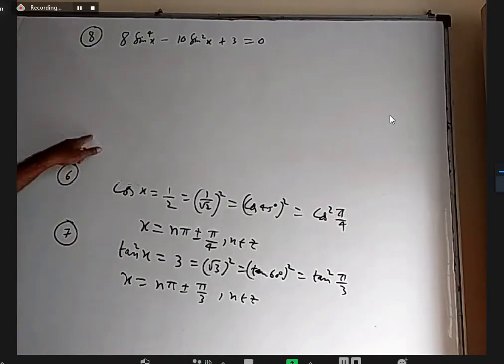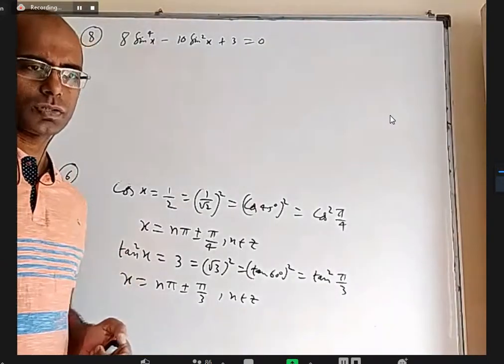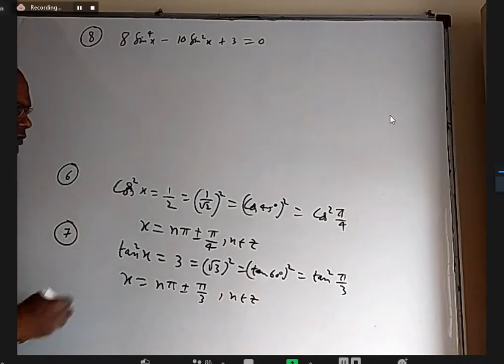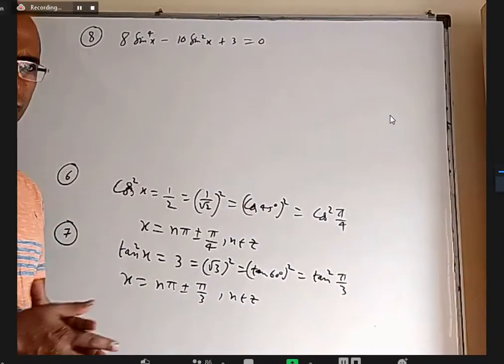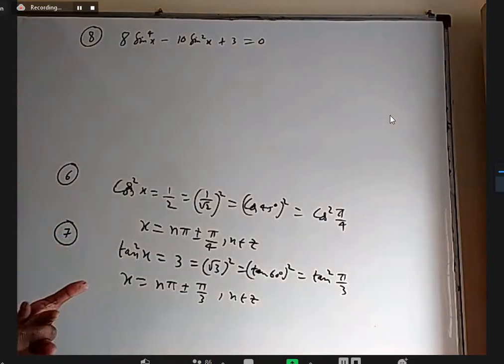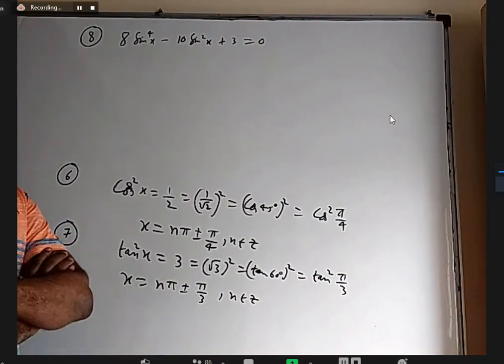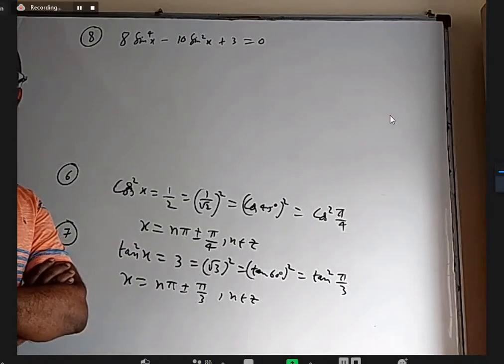Okay, I hope everybody is clear. 5, 6, 7 are based on sin square x equal to sin square alpha, or cos square x equal to cos square alpha, or tan square x equal to tan square alpha. The general solution is x equal to n pi plus or minus alpha. Sir, n pi plus or minus pi by 6 or n pi plus or minus pi by 3?